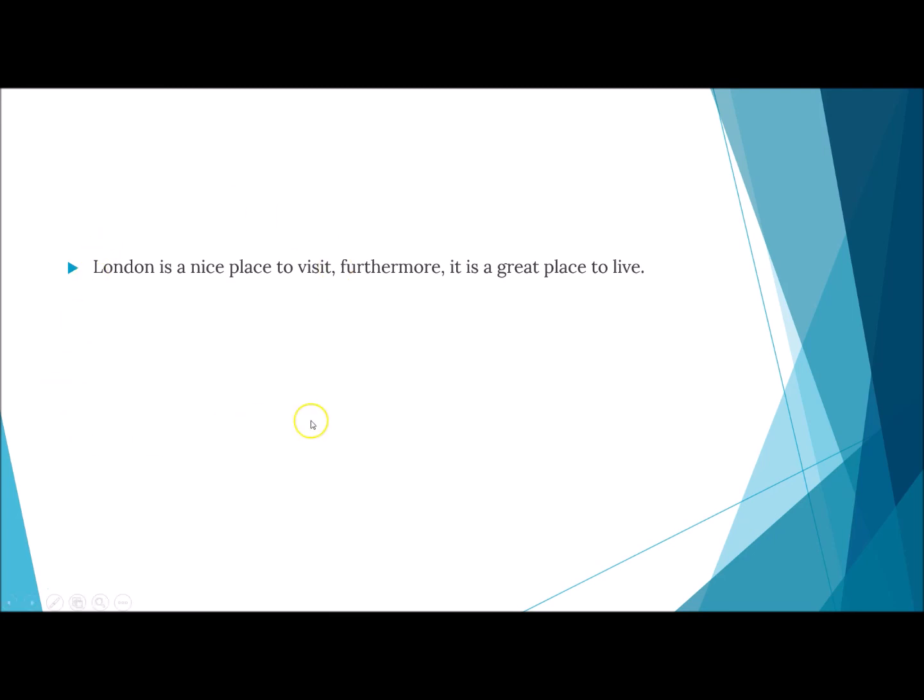This one isn't quite there, it's very close. This comma should actually be a semicolon, because furthermore is an introductory word, which means we can take it out and we should check what's left, which is London is a nice place to visit, it is a great place to live. And then this comma actually becomes a comma splice, joining these two together.